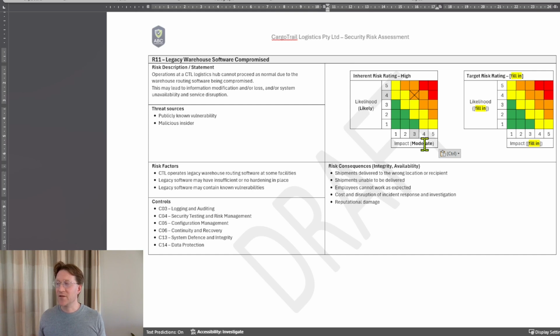For impact, I'm saying that it's moderate because we're not talking about, say, the whole DLP going down and the whole company has a problem. In this particular case, we're probably talking about a particular logistics hub that has a problem. And for that particular logistics hub, it could be a very, very big problem because nothing can work there. Nothing can function. They don't know what their inventory is. They cannot send and receive shipments. But the overall company is not necessarily affected as much.